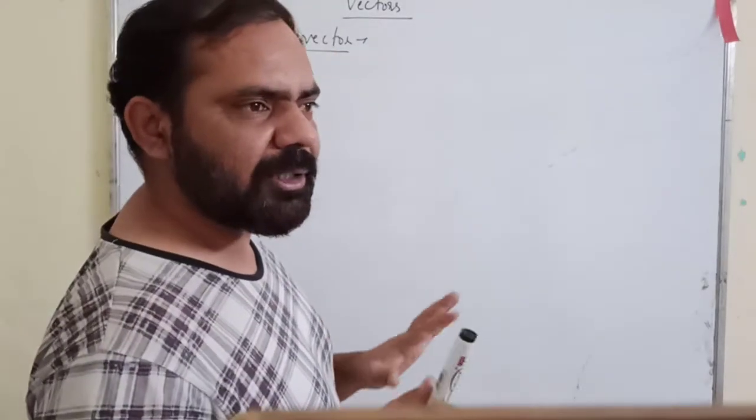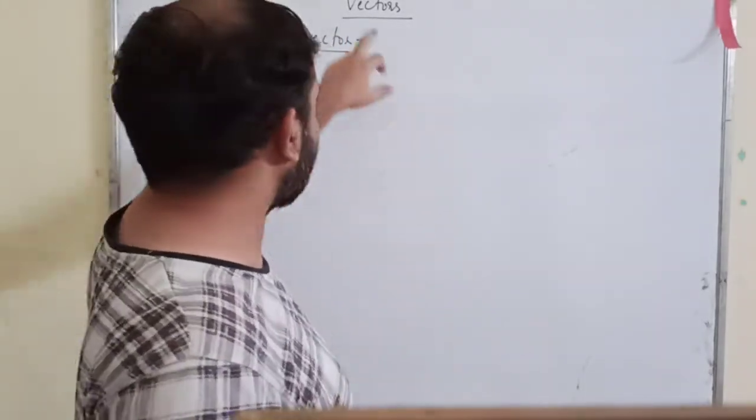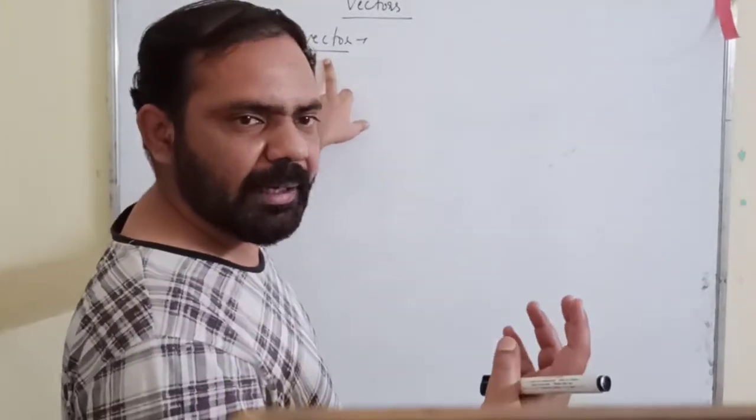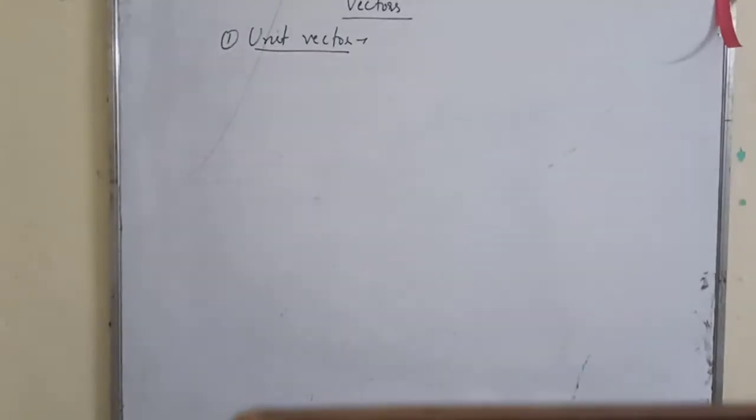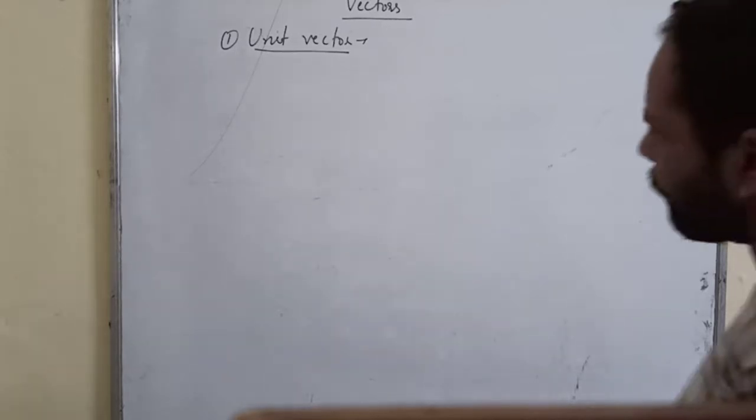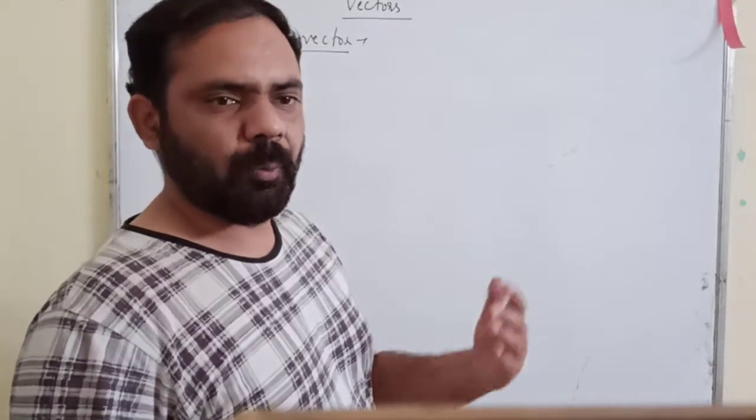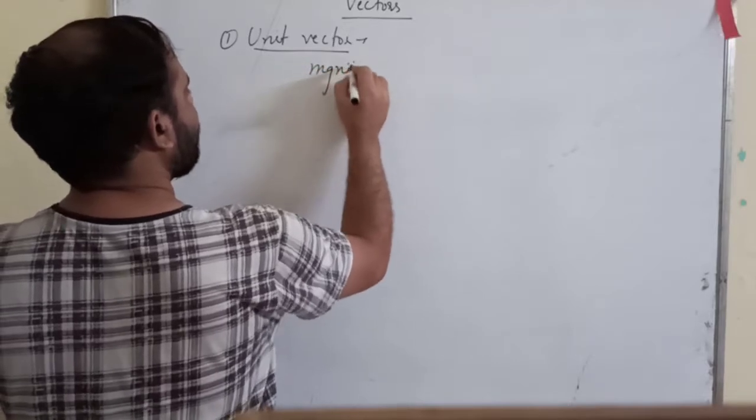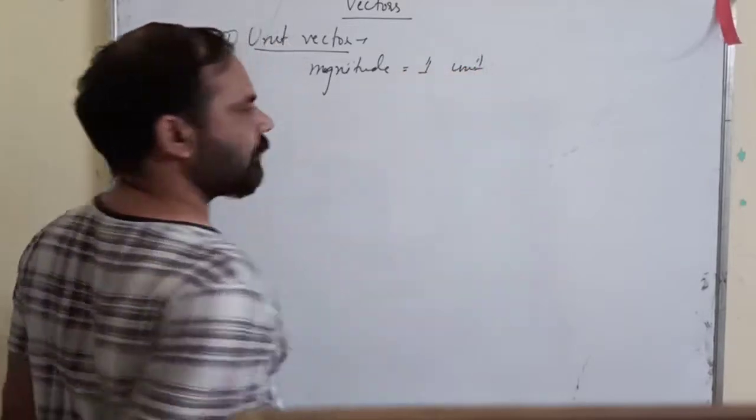Unit vector: vector means a quantity which has direction. The word vector will always refer to the direction. So you have a quantity that has a direction, and unit is for its magnitude. So a unit vector is a vector whose magnitude is 1, a vector with magnitude equal to 1 unit.